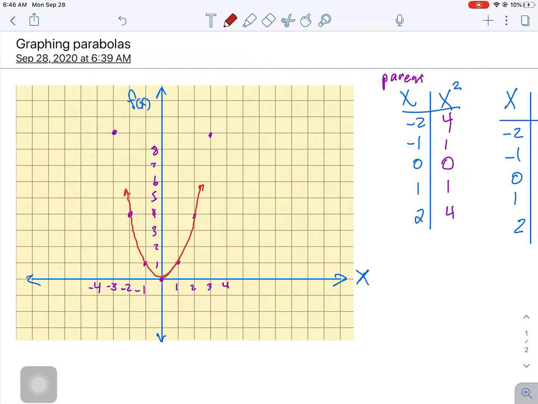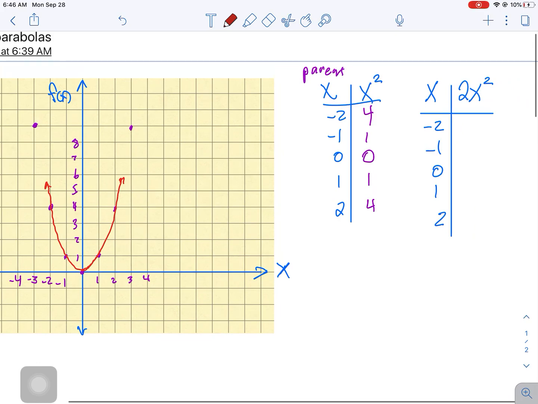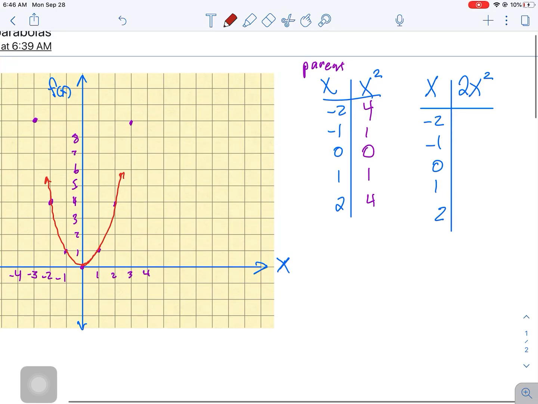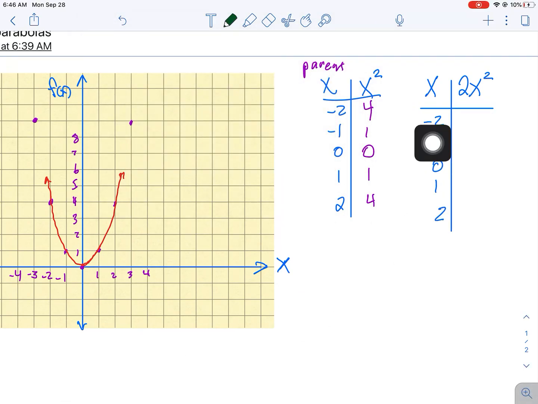All right. Now, another thing that is important to understand is, what about the stretch on the parabola? Okay, what happens there? Well, let's look at another example here. Let's do it in green. This is 2x squared as my quadratic function. X is my independent. So negative 2 squared is 4 times 2 is 8. Negative 1 squared is 1 times 2 is 2. 0 squared is still 0.